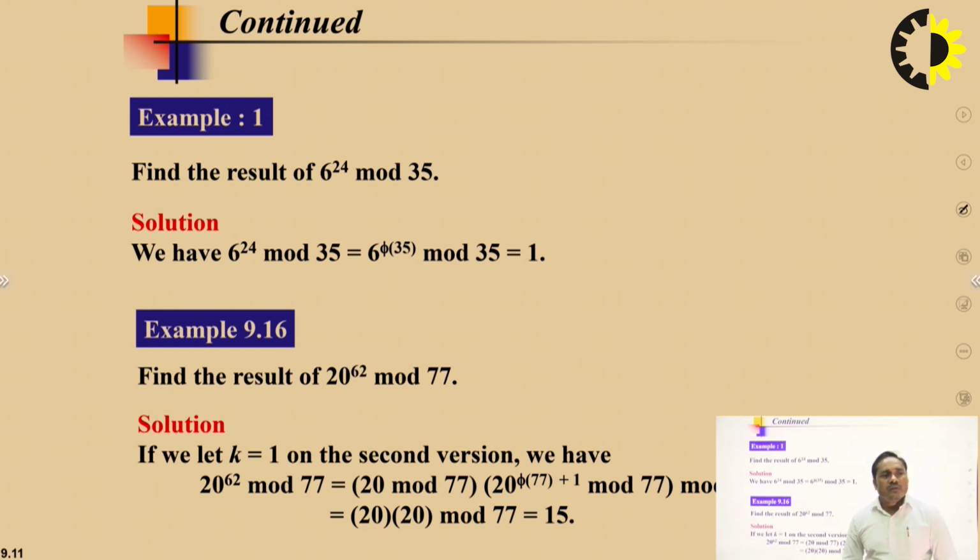Now in the next example, find the result of 20 raised to the power 62 mod 77. By using the formula, you can solve this question and get the answer. You can convert 20 to the power 62 mod 77 into 20 to the power k times phi(77) plus 1 mod 77. By using this formula, in the first case we are getting 20, and in the second case we are getting 20. So 20 times 20 mod 77, you are getting the answer 15.